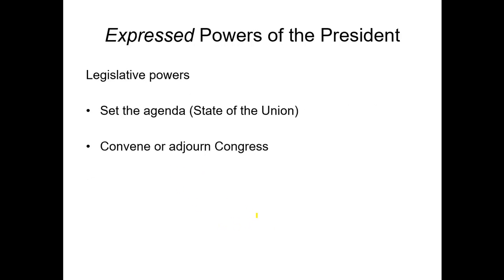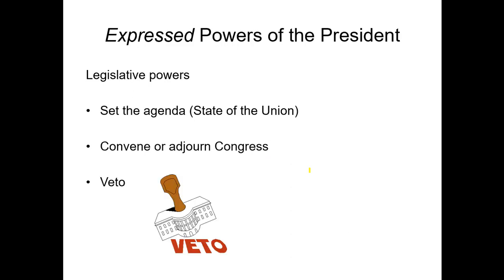Legislatively, the president sets the agenda through the State of the Union. Since he's the person that's elected by the entire United States, there's considerably more publicity involved in his election. He can say that he was elected with the mandate to accomplish this or that. So therefore, he kind of sets the tone, sets the agenda for what policies are going to be pursued. And he can also convene or adjourn Congress if he feels like there's an emergency that needs to be addressed.